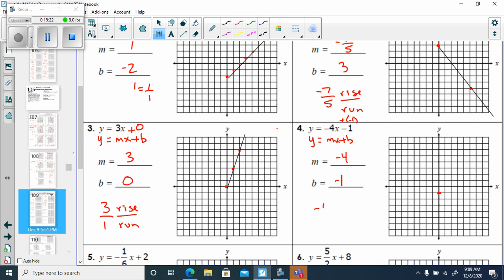And our slope is negative 4. Okay, that means our rise over run is negative 4. What goes under the negative 4? What can I divide negative 4 by and not change it? 1. So I go down 4 and over 1. Down 1, 2, 3, 4, and over 1. Okay? Now all I've got to do is plot my line.